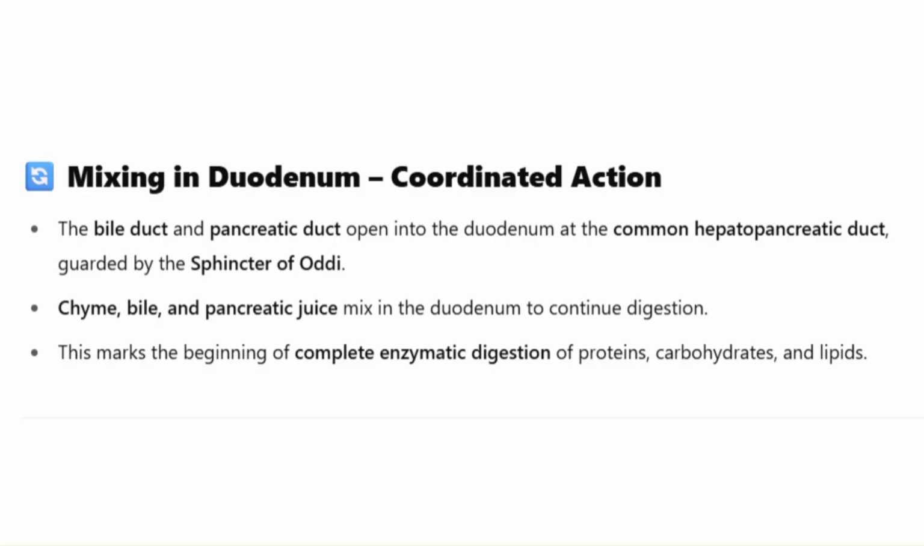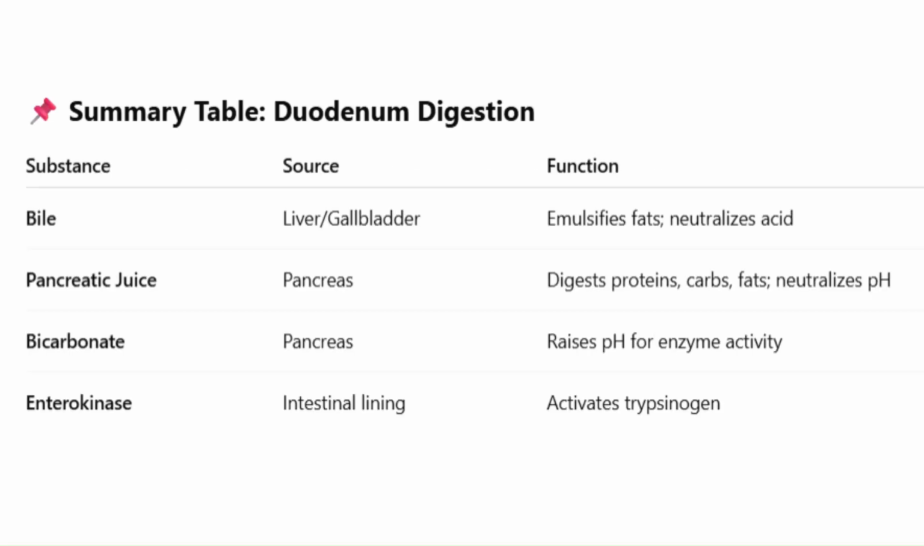The bile duct and pancreatic duct open into the duodenum at the common hepatopancreatic duct, guarded by the sphincter of Oddi. Chyme, bile, and pancreatic juice mix in the duodenum to continue digestion. This marks the beginning of complete enzymatic digestion of proteins, carbohydrates, and lipids. See for yourself, read and remember it.